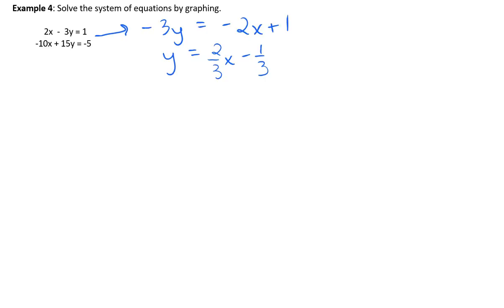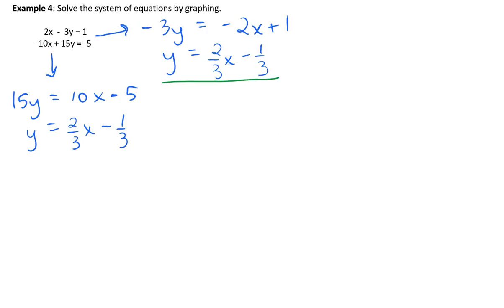Okay. And now working with the second equation, trying to isolate the y so we can figure out slope and y-intercept, we have 15y equals 10x plus 5. Dividing everything by 15, we get y equals 2/3 x. Sorry, this is a minus 5 right here. Minus 5. Let's see, we have 2/3 x minus 5/15, which is minus 1/3. So now what we see is our two lines are actually identical.